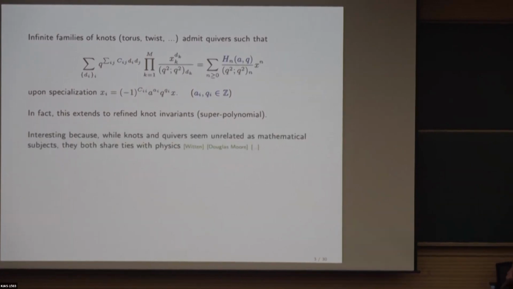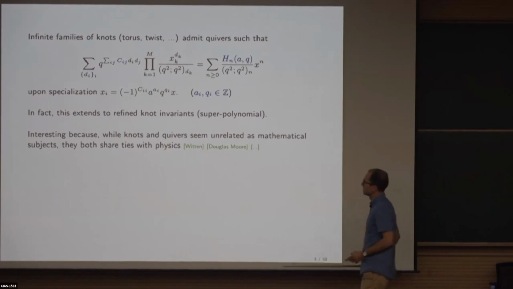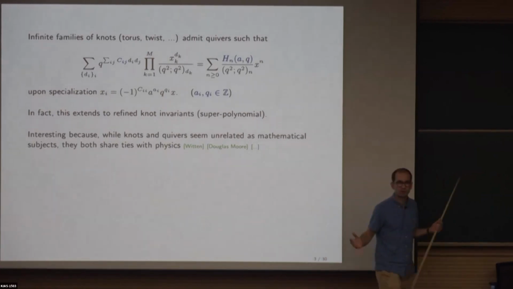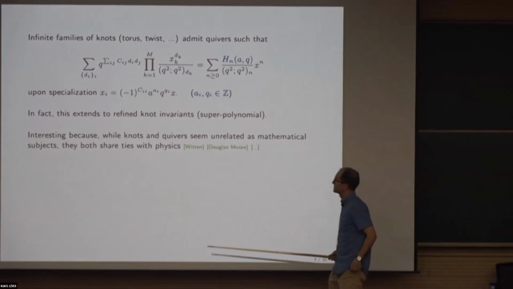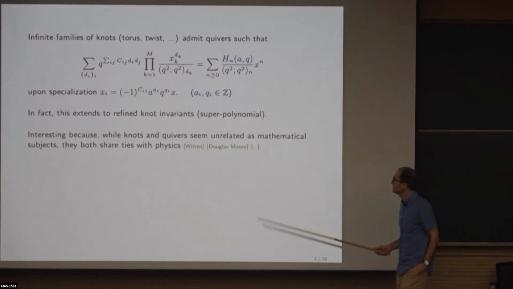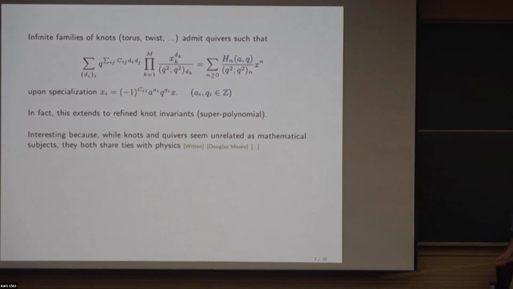And one reason why I find this interesting is because at the mathematical level, knots and quivers have no relation in principle, but of course we know as physicists that they both come up in physics. So knots appear in Chern-Simons theory, and quivers oftentimes describe worldvolume dynamics of D-brane systems.